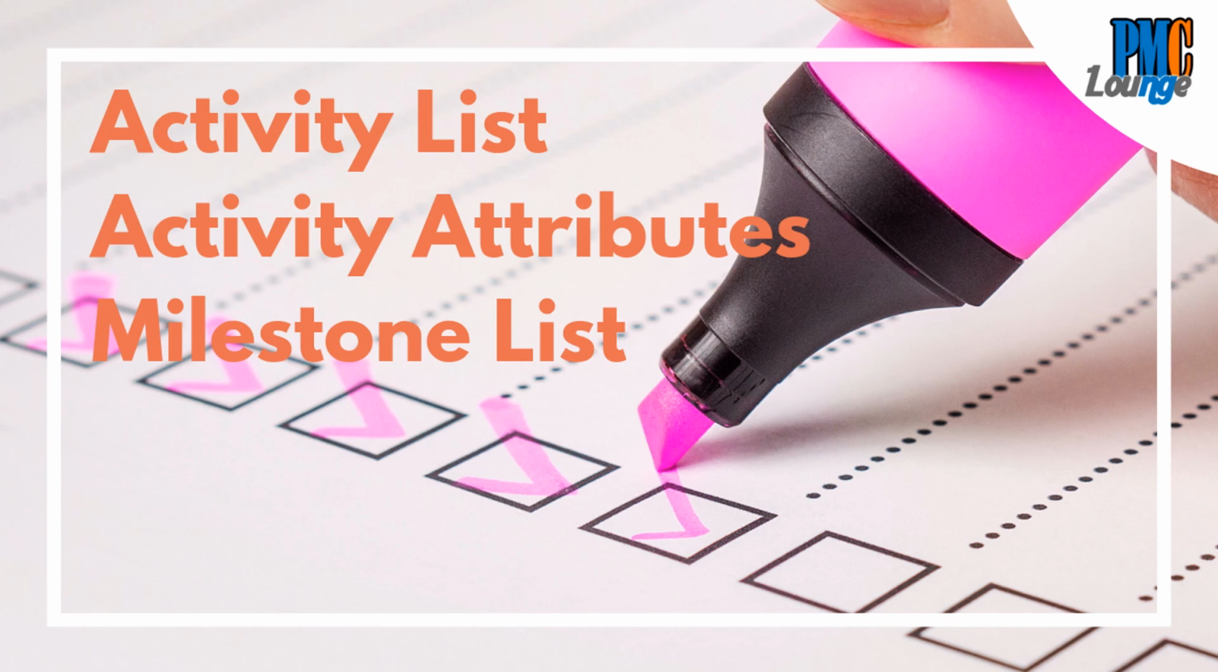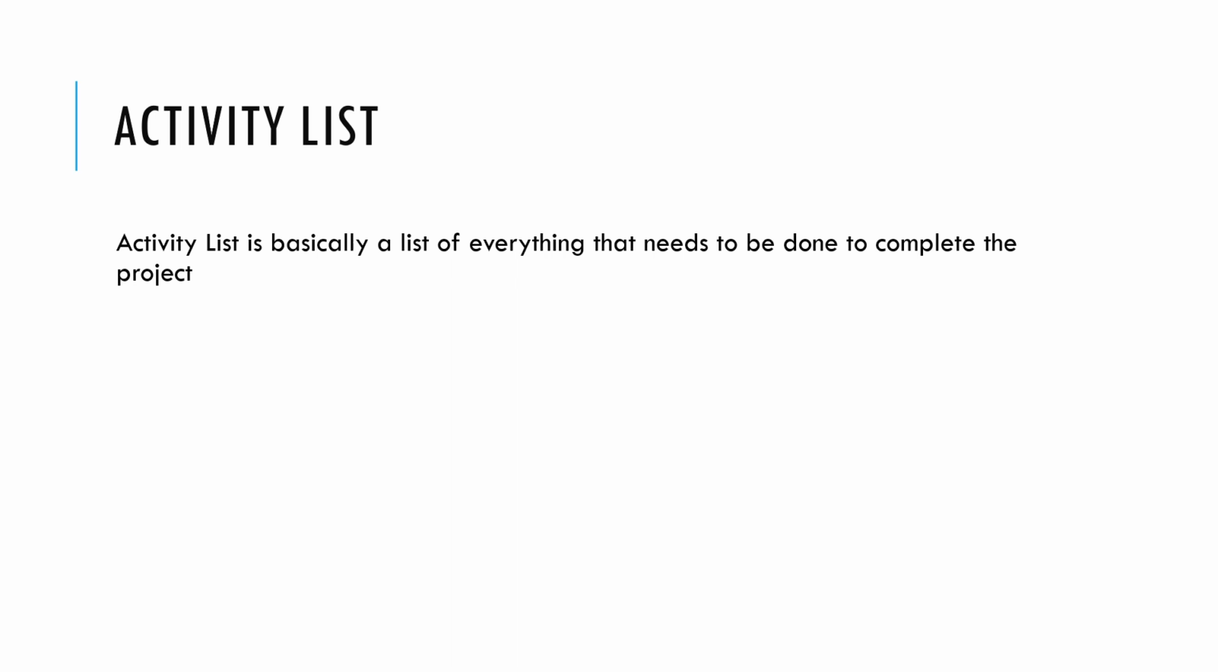So let's look into activity list to begin with. Activity list is basically a list, as the name goes, of everything that needs to be done to complete the project. So what all do you need to do to complete the project?